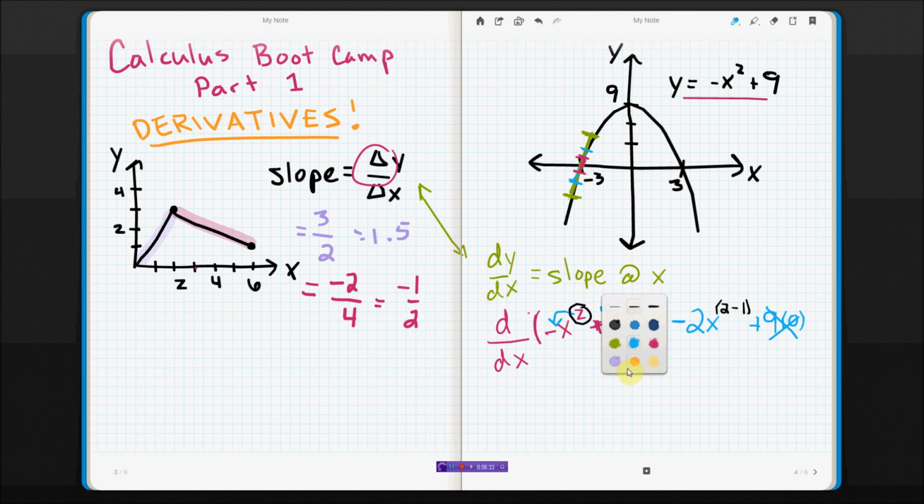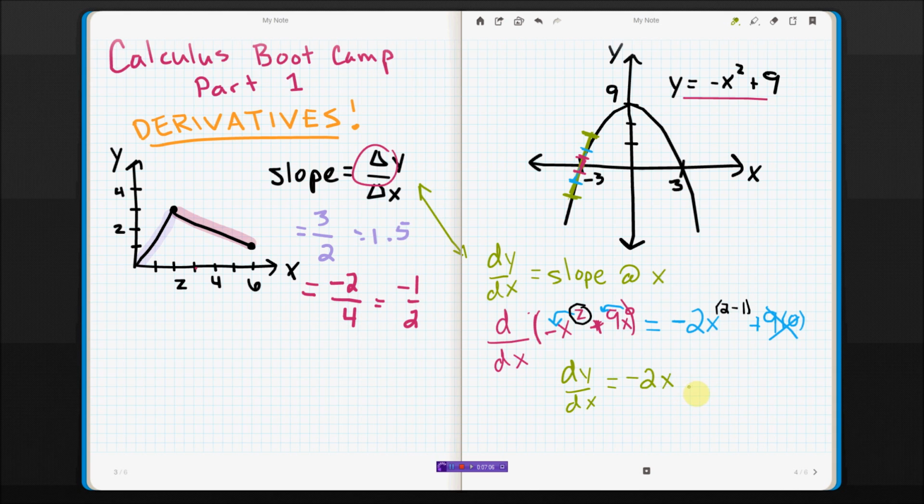It's gone. So what I end up with is the derivative of this function, dy/dx, is negative 2 times x to the first. x to the first is just x. That's it. This is the derivative of this parabola.